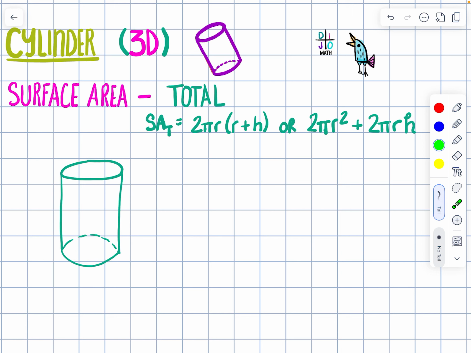Okay, so what does that mean then? How does that help us to figure out what the formula is going to be? Well, you may remember the area of a circle is pi r squared. Okay, and we've got two circles, so we're going to have 2 times pi r squared as part of our equation, and that's right here.